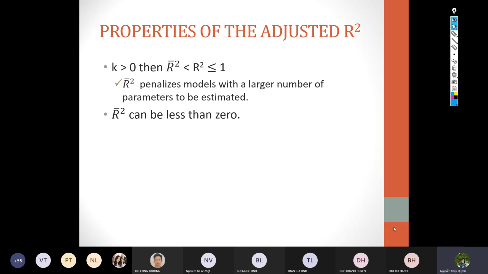Okay, so our adjusted coefficient of determination can be less than 0.